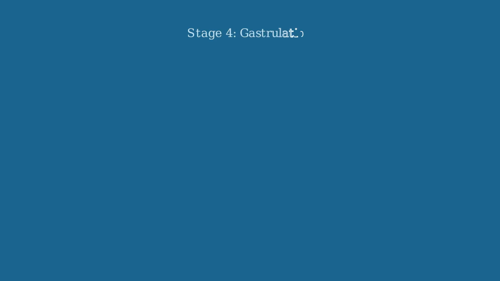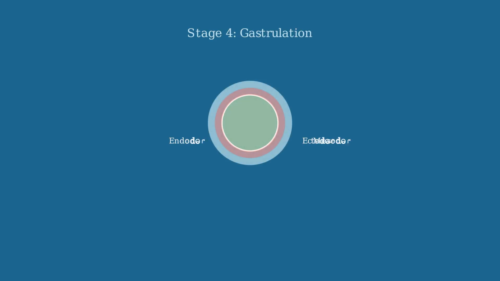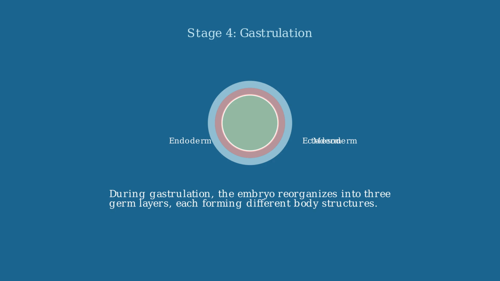Gastrulation is a critical phase where the embryo reorganizes into three distinct germ layers. The ectoderm will develop into the nervous system and skin. The mesoderm forms muscles, bones, and the circulatory system. And the endoderm develops into internal organs like the digestive system.